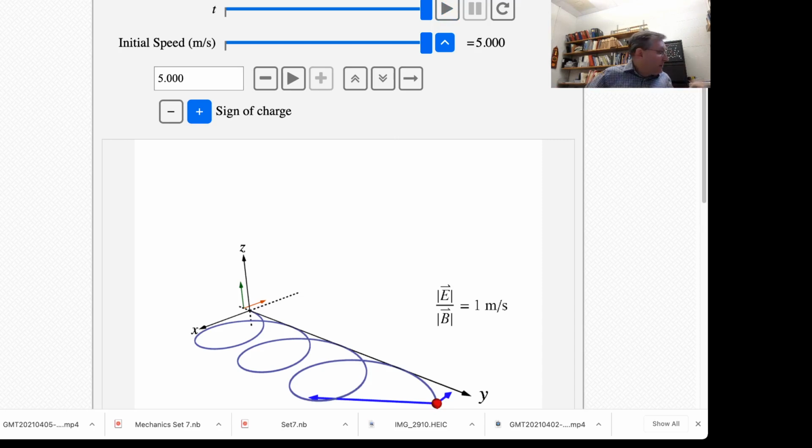Now, if you want more information about crossed fields, please feel free to read chapter 28, section 2. There's more information there. And then we're going to talk about this kind of application of the magnetic and electric forces in our next class. But that's all for this video.